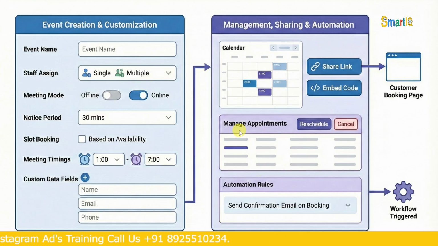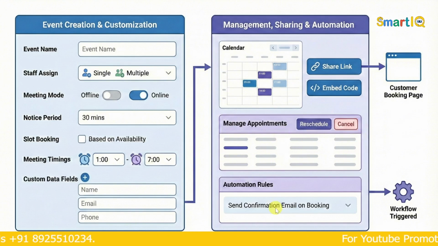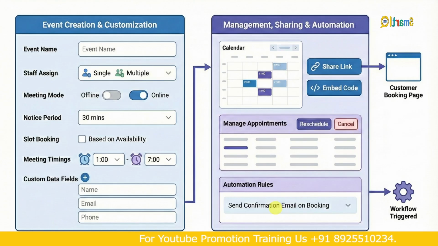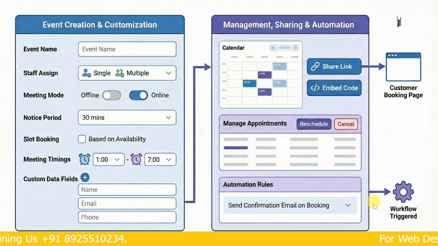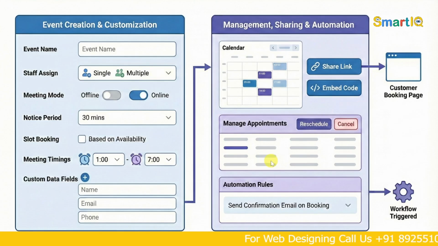So, for managing appointments, we have our own dashboard. There we have options to reschedule or cancel. Next, and this is very important, after booking an appointment, maybe the customer might forget about the event or even the staff might forget. So, how do we automatically send reminders for an appointment like 2 days before or 30 minutes before? We are going to see how to set up such workflows here. So, let's see practically how to do all this.